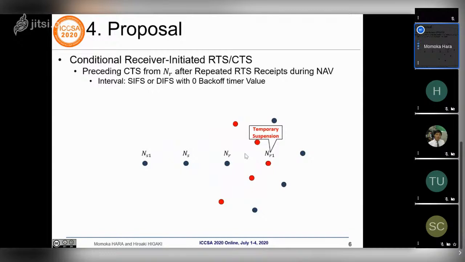On receipt of the receiver-initiated CTS message, NS sends back an RTS message to NR. All the neighbor nodes of NR and NS set their NAV as usual and suspend their message transmission for avoidance of collisions during a data and an ACK message transmissions between NS and NR.